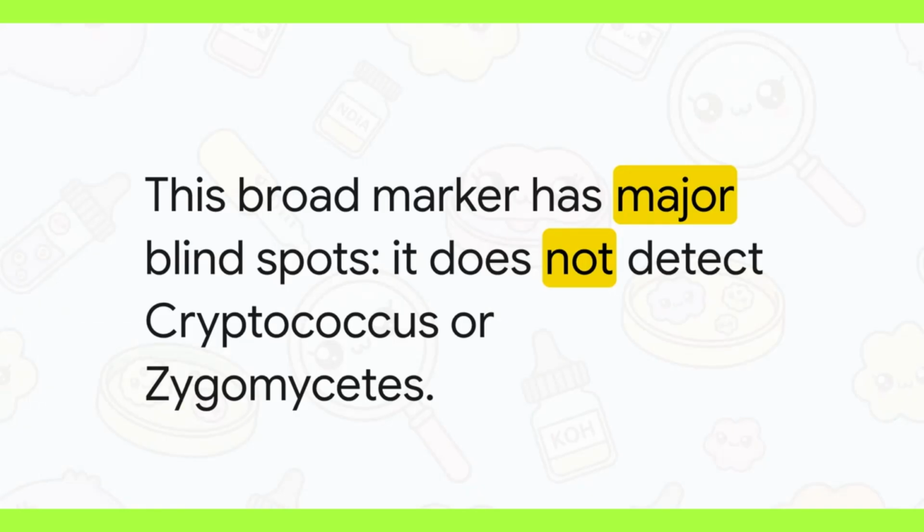But, and this is a huge but, you absolutely have to remember, while that net is wide, it has two major holes. BDG will not detect Cryptococcus or the zygomycetes. Let me say that again because it's that important. It does not detect Cryptococcus or zygomycetes. So a negative BDG test does not rule out those infections. You've got to order a different, more specific test if you still suspect one of those is the culprit.